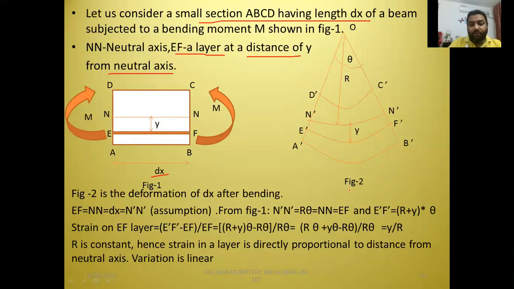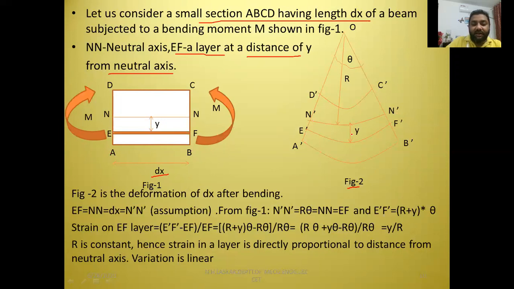Now figure 2 shows the deformation of the dx length after bending. This is before bending, and after bending ABCD will be converted to A'B'C'D'. That means the top layer is under compression and the bottom layer is under tension. Then NN becomes N'N', EF becomes E'F', and y remains y.